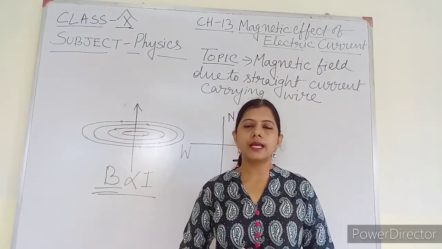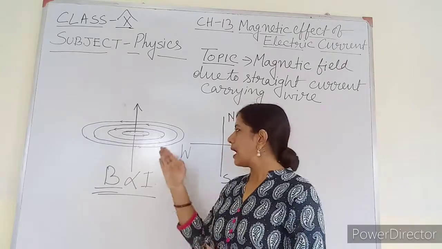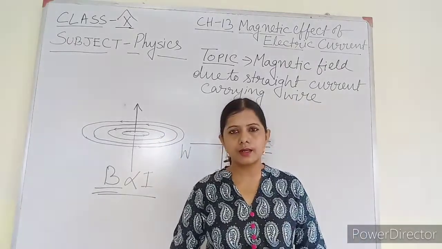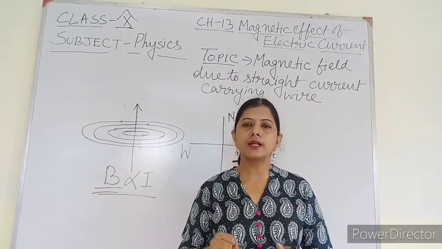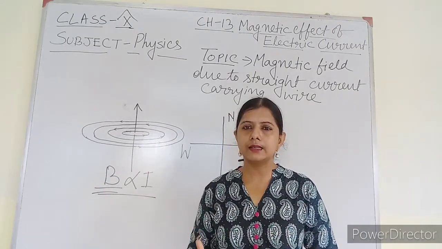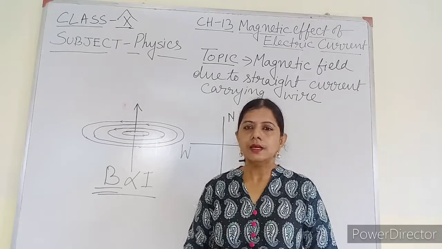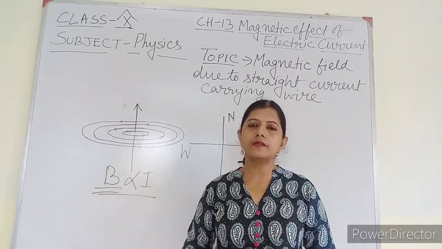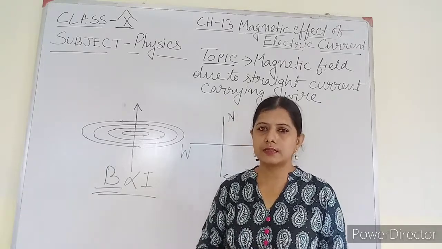So from here I can conclude that as I move away from the straight current carrying conductor, the magnetic force on a magnetic material also decreases. That means the effect of the magnetic field decreases with distance.